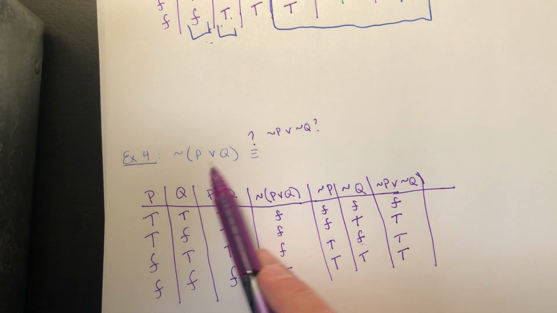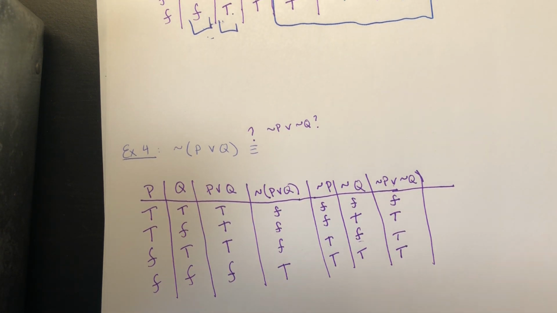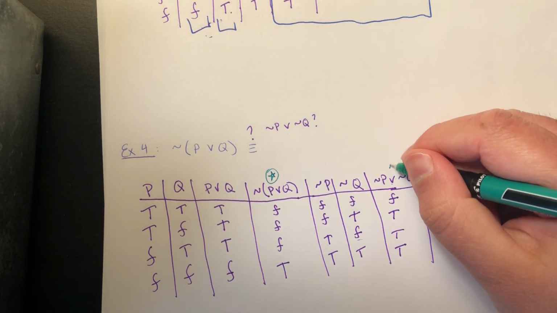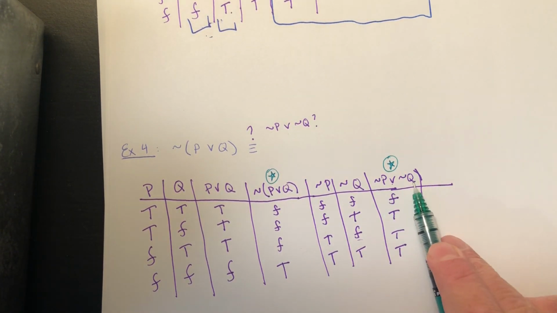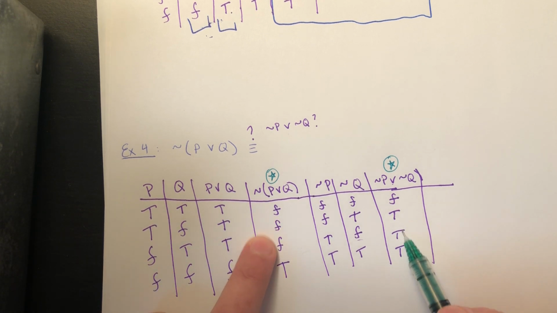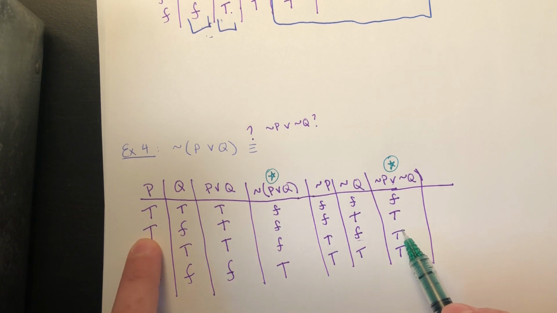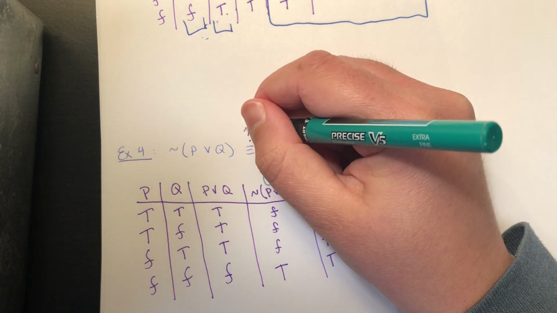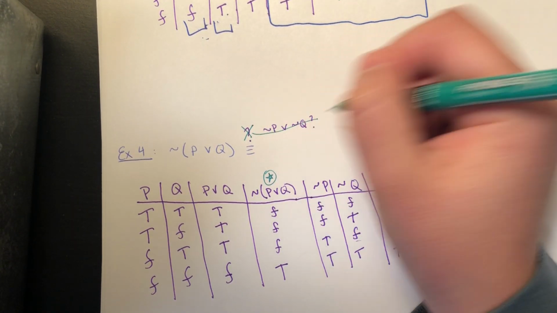All right, so are these statements logically equivalent to each other? Is the negation of P or Q, that's this column, going to give you the same column as not P or not Q? No, they are not logically equivalent to each other. They're not logically equivalent in these two middle cases here, where P is true and Q is false, or vice versa. So no, these are not logically equivalent. This is not going to be equivalent.